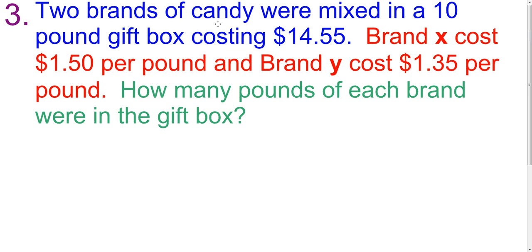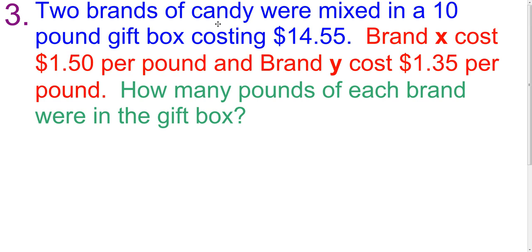All right, this next problem is what we call a mixture problem, and it involves, in this case, mixing two different kinds of candy together, okay? So it says two brands of candy were mixed in a 10-pound gift box costing $14.55. Brand X costs $1.50 per pound, and brand Y costs $1.35 per pound. How many pounds of each brand were in the gift box?